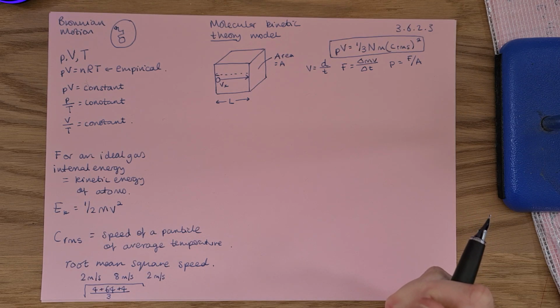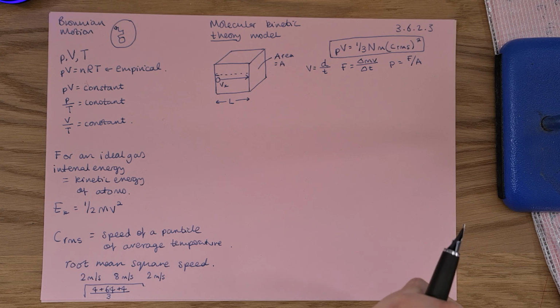Hello, I've got a fun one today. We're going to skip ahead a bit to the molecular kinetic theory model. It's 3.6.2.3. It's basically the tricky bit of thermal physics.